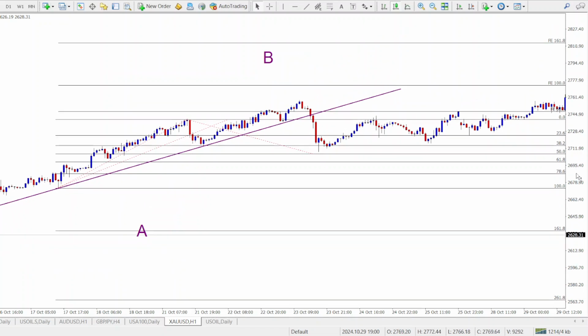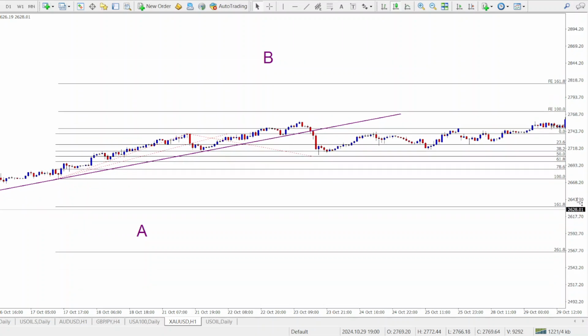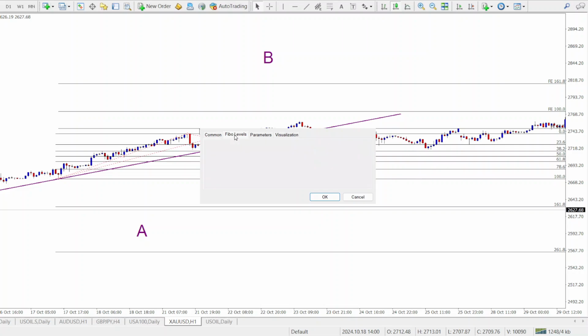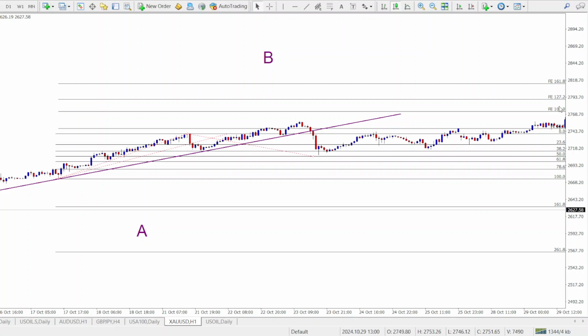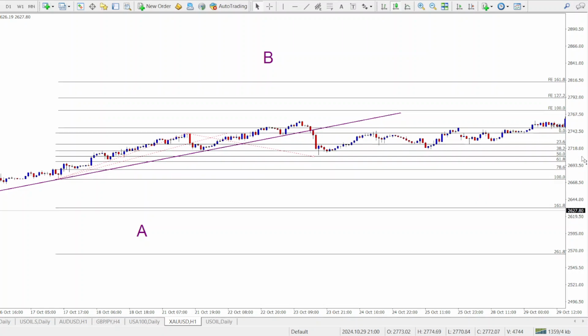And for the extensions, you can focus on 127.2% and 161.8%. So if your Fibonacci extension does not have the 127.2%, you can add it by coming to the settings. You come to the Fibo levels, you click on add, and then you write 1.272, and here you write FE 127.2. And there we go. So here we have the 127.2% level. So your focus should be on the 127.2% and 161.8% extension levels.